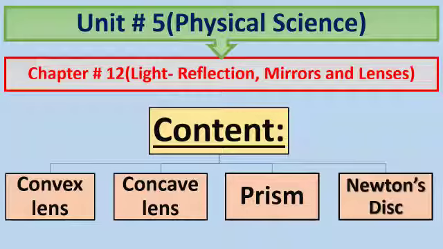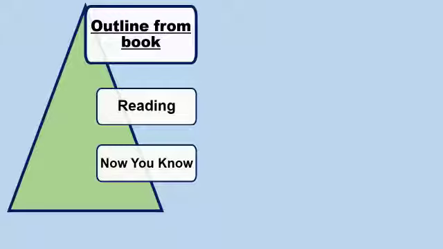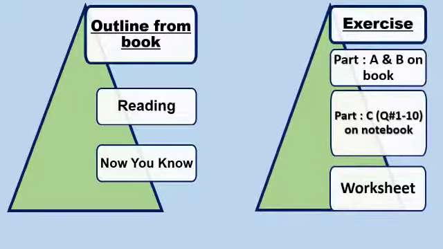Dear students, this is the outline from your science book of chapter number 12. From the book we have done the reading and internal objective. Then from the exercise we have done parts A and B in the book, part C question number 1 to 10 in your notebook, and then we have done the worksheet of chapter number 12.